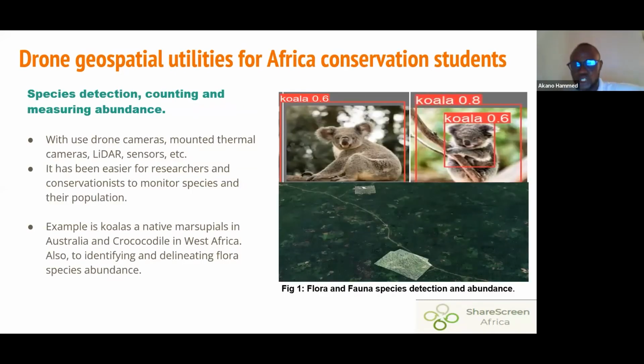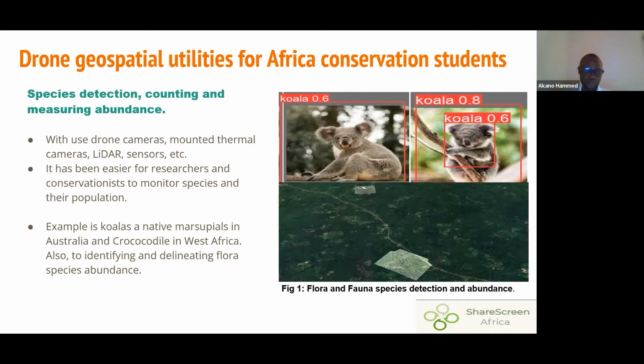This is some of the scenarios in which drones have been used and which I myself have been able to explore over the years. So you can use drones for species detection, counting, and measuring abundance. With the use of drone cameras, mounted LiDARs, and sensors, you can use thermal cameras. Thermal cameras are now more reliable, and one that is now trending in this domain is the use of LiDAR images and sensors. However, thermal images are also trending as well. This enables researchers to monitor species and populations of different species in different ecosystems.